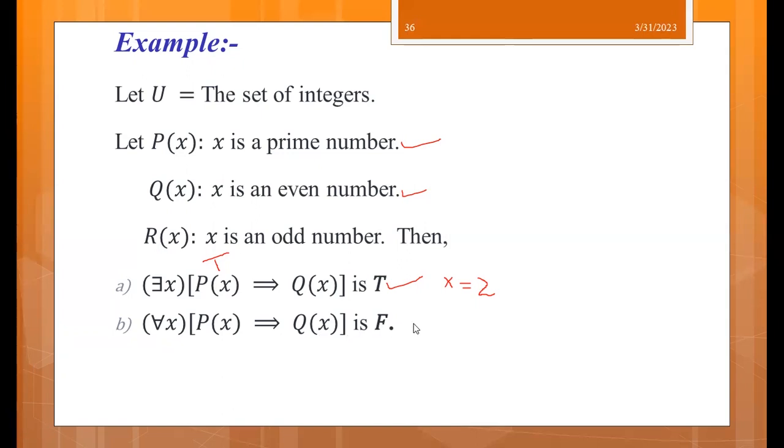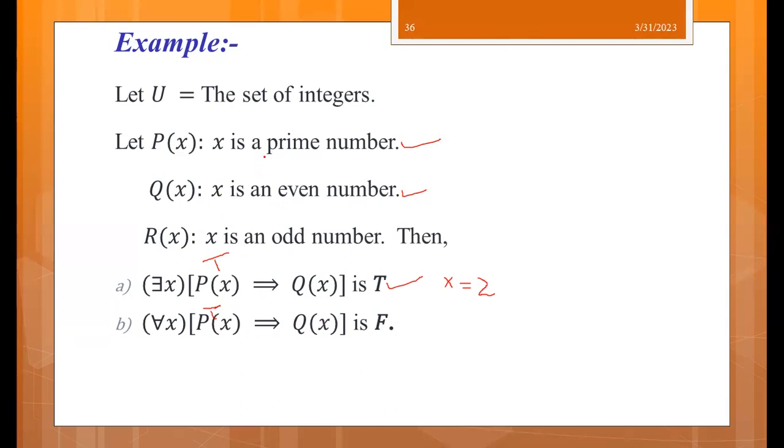So again, if we consider the previous example, 2, what is P of 2? P of 2, that is "x is a prime number", is true at x equal to 2. But what about Q of 2, that is "x is an even number"? This is also true, so true implies true, which is true. But what about if we take another number?